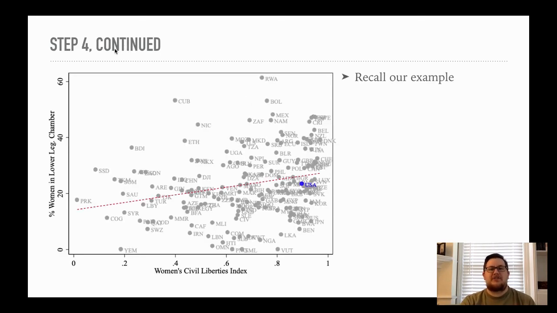So let's recall our example. Let's go back to that example. Here it is. Now, you can go in and run this through SPSS. You can take these data from the VDEM, run it through SPSS, and get this regression line here.